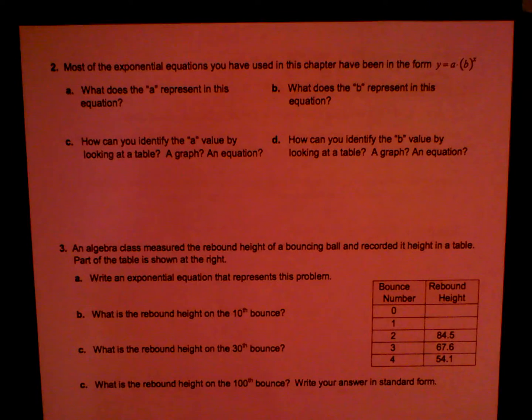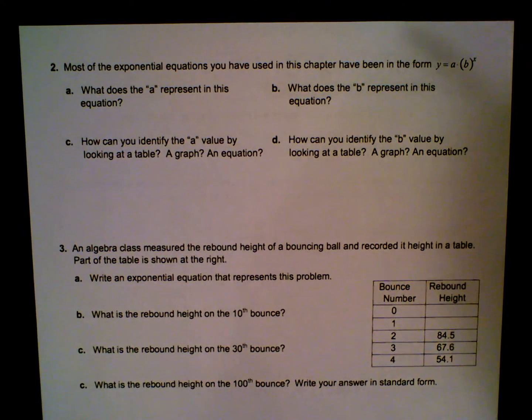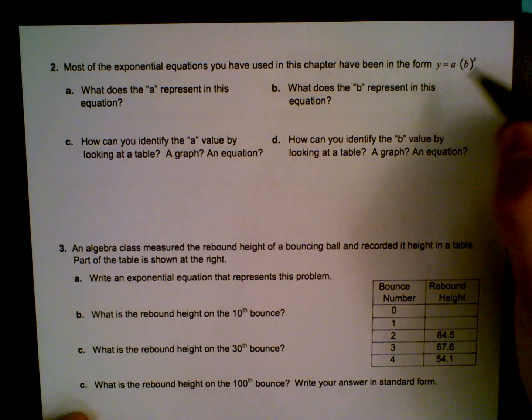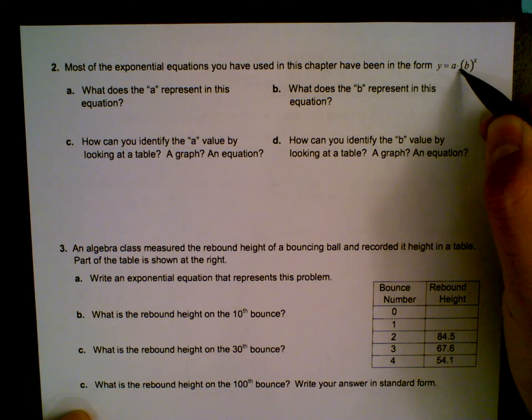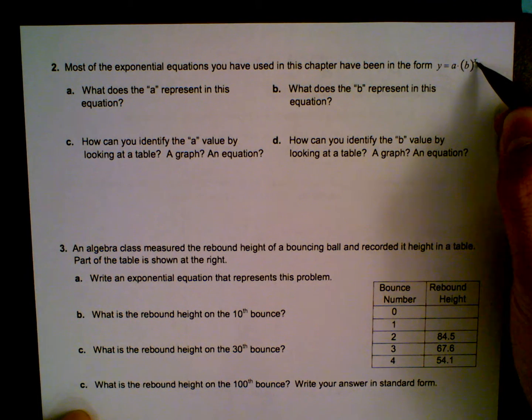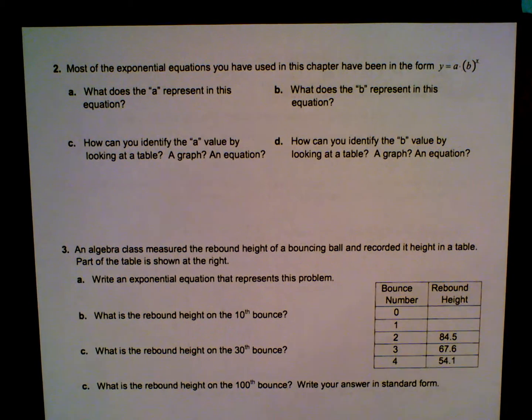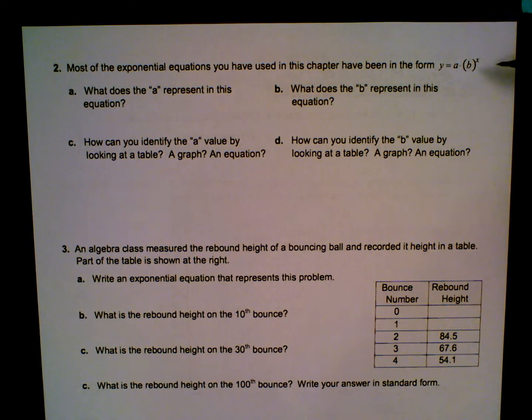All right, we are on question number 2 on the back side. Most of the exponential equations you have used in this chapter have been in the form y equals a times b in parentheses and then to the x power. So even though you have not seen this form before, all of our equations have looked exactly like that. We've talked about what each of those things meant, but we just haven't specifically talked about the standard form. So what does the a represent in this equation?